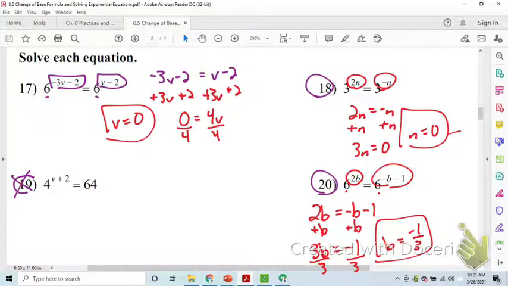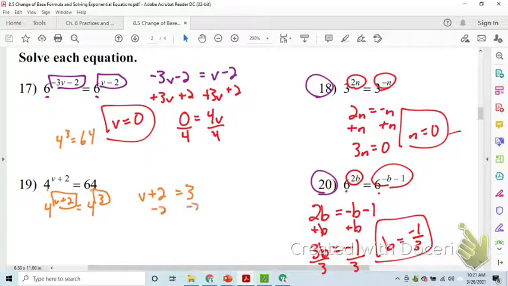Okay, now the trick on number 19. Let me go ahead and real quickly erase that because it's not a problem that you don't do. On number 19, we have to try and get the same base. Now that's 4 and that's 64. Hopefully you remember that 4 to the third power is 64. So I'm going to rewrite the 64 as 4 to the third. Now they have the same base. If they have the same base, which now they do, we can set these exponents equal to each other. So it's just going to be v plus 2 is equal to 3. That's the trick, is getting the same base there. So subtract 2, I get v is equal to 1, and I'm done.